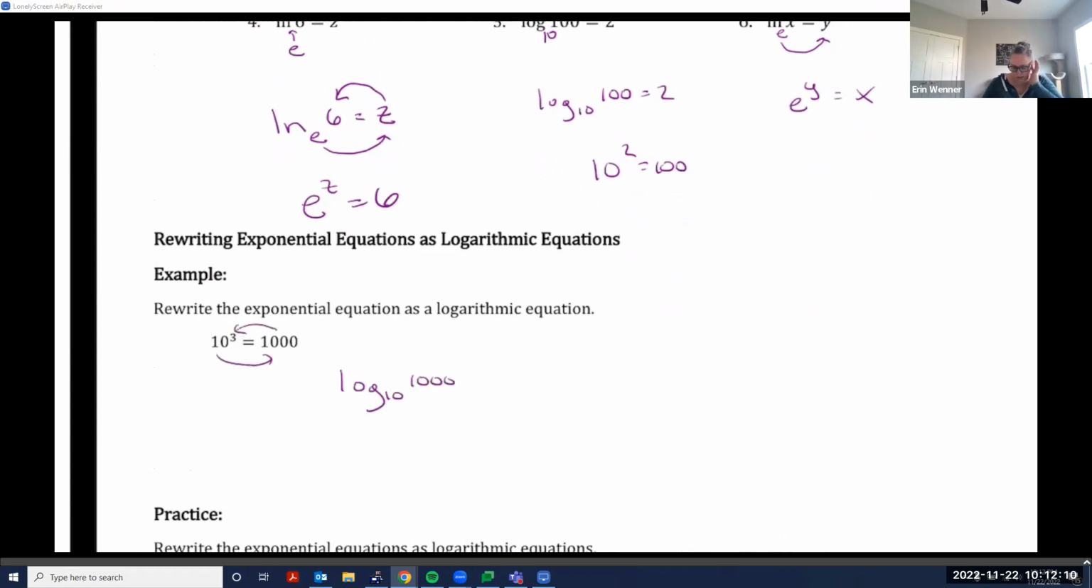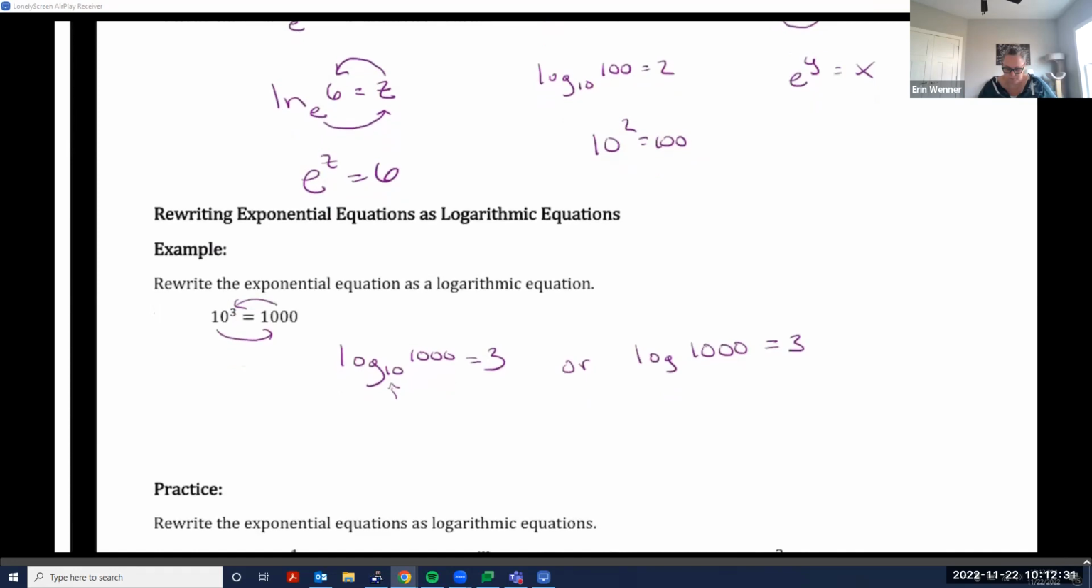Now with the log, when the base is 10, it's not always necessary that we write the 10 part. We're practicing here to remind ourselves where the base part goes, but we could easily have just said log of 1,000 equals 3. But again, practicing where that base is going to go is really important.